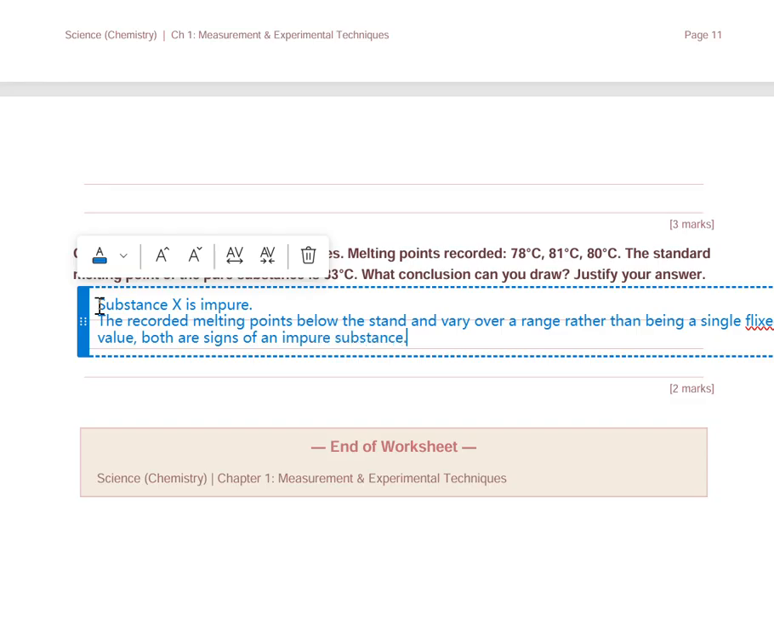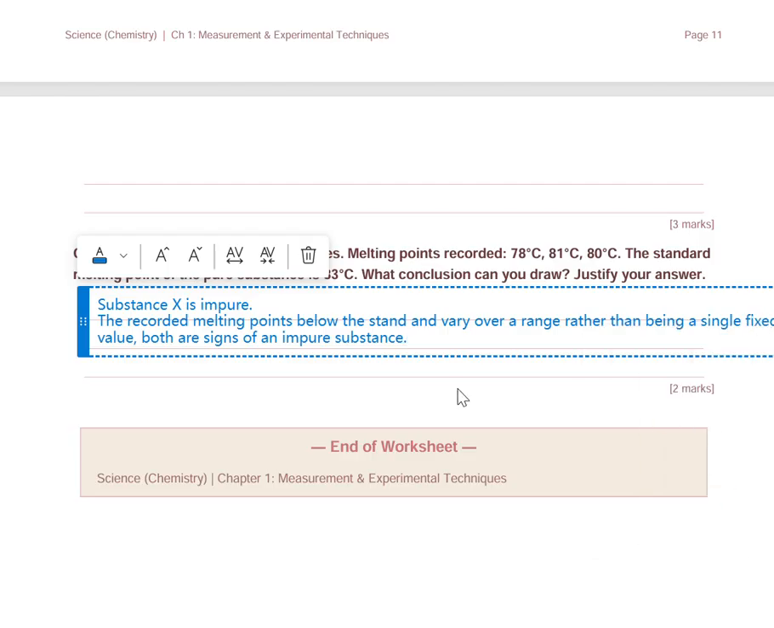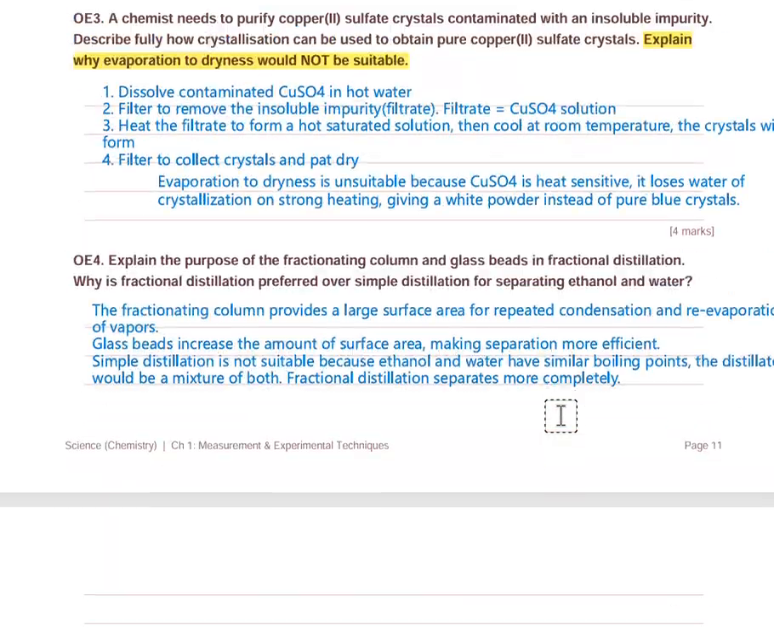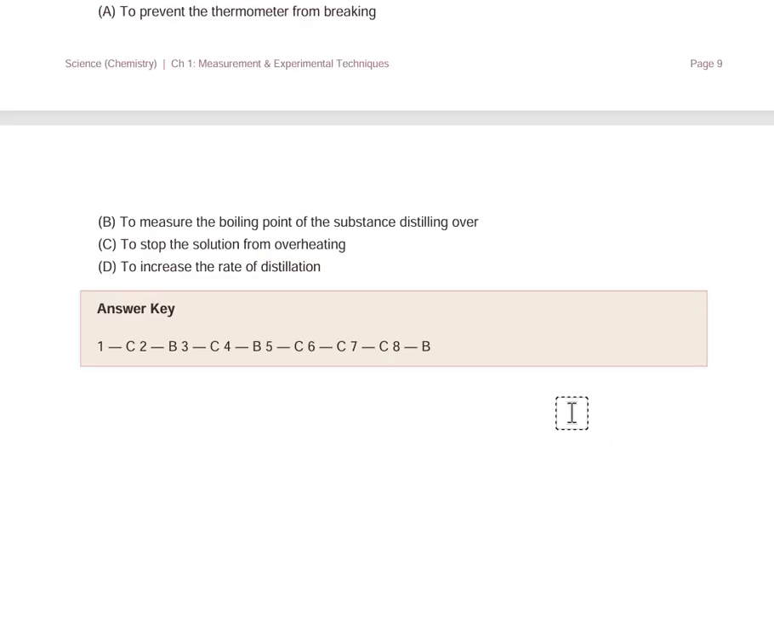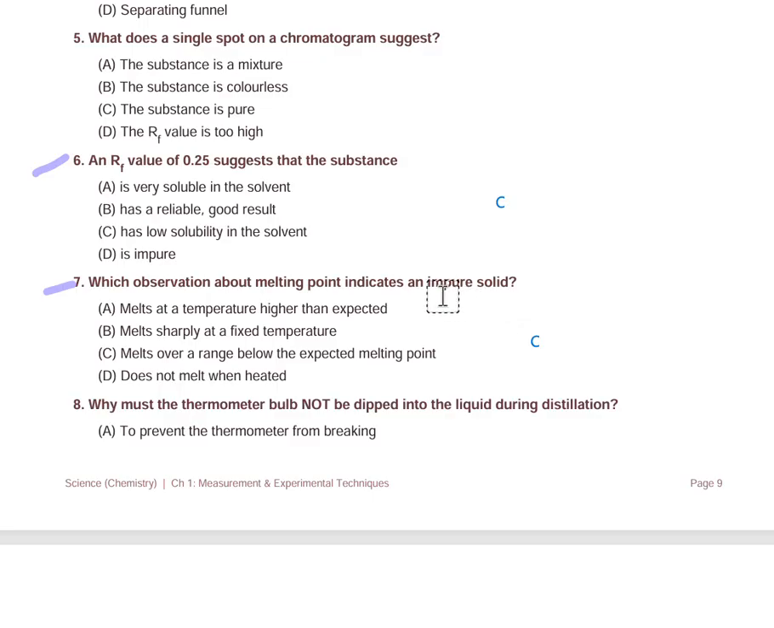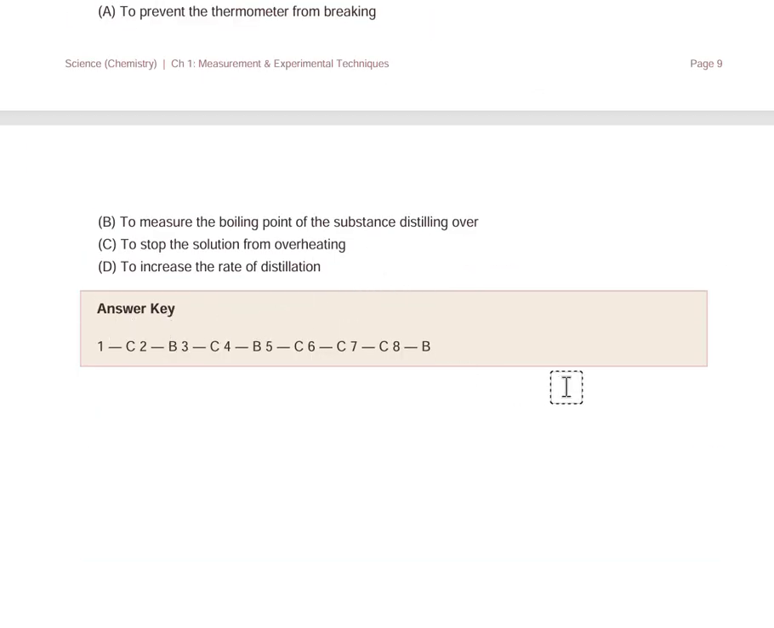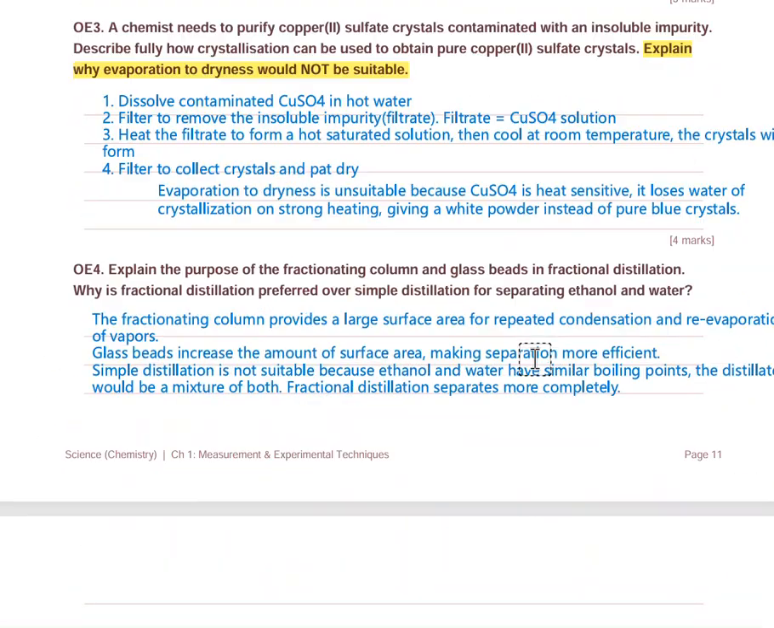Okay, let's read through real quick. You can take your time to pause the video at any time if you have any questions. So we just finished the whole worksheet. For the MCQ questions, sorry, I couldn't finish everything, but the answer key is right here. They're mostly C and B.